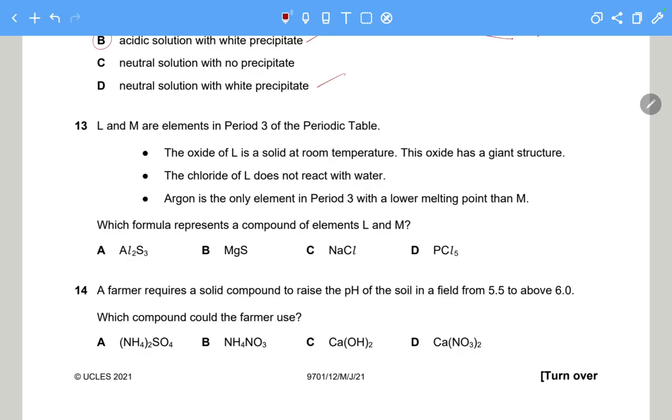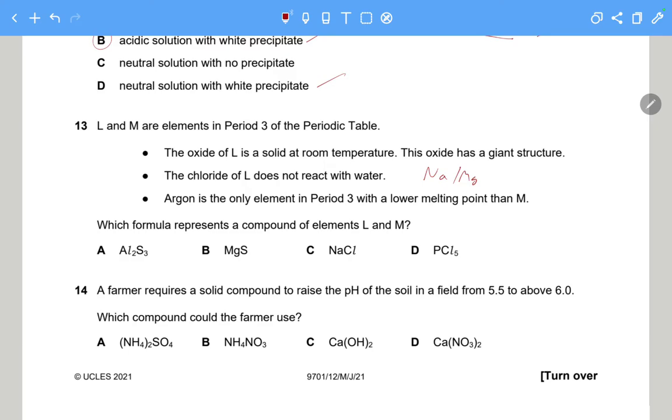So we know that the chloride does not react with water, and we know that the oxide is a solid at room temperature, and the oxide has a giant structure. It can be giant ionic or giant molecular. But we know that this has to be either Na or Mg, because sodium chloride or magnesium chloride don't react with water, they just dissolve in water. These are two very different things.